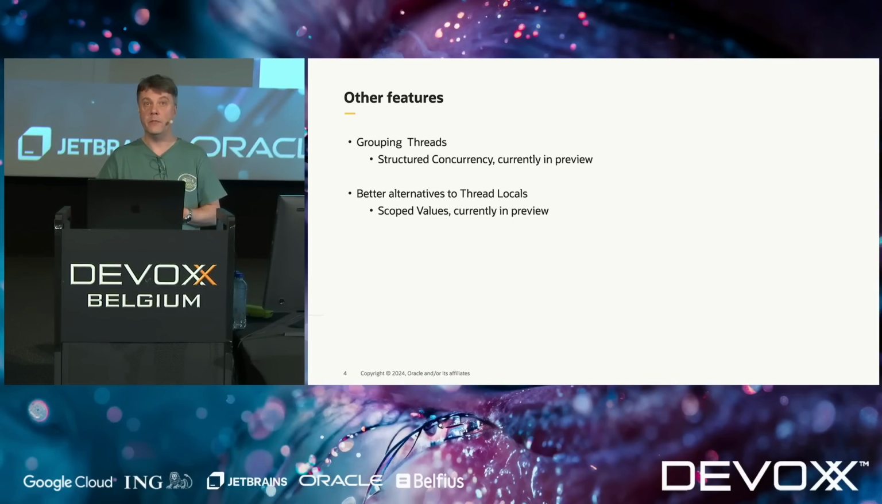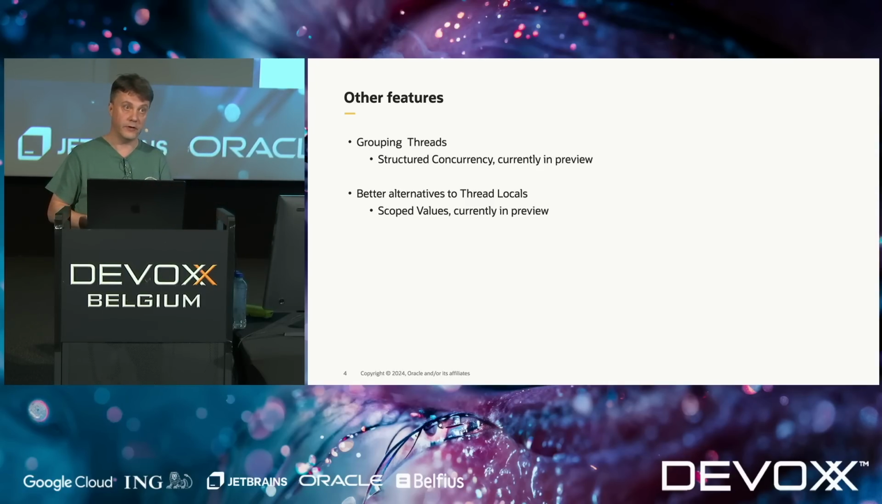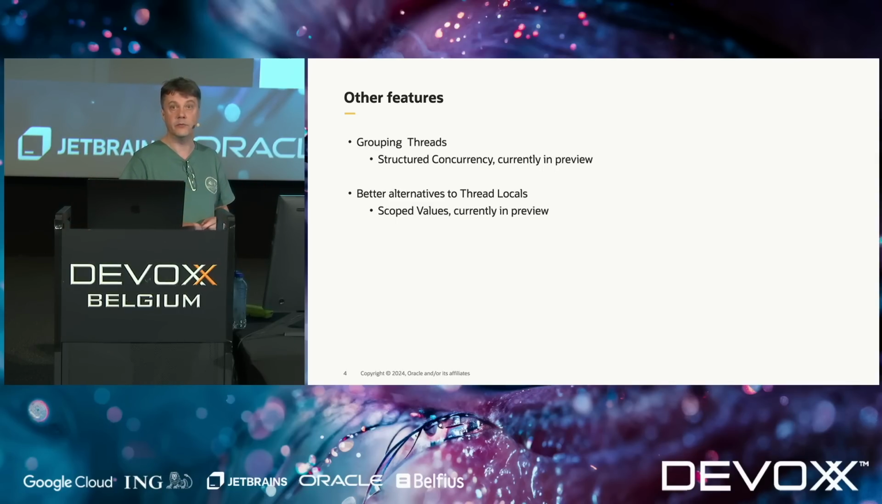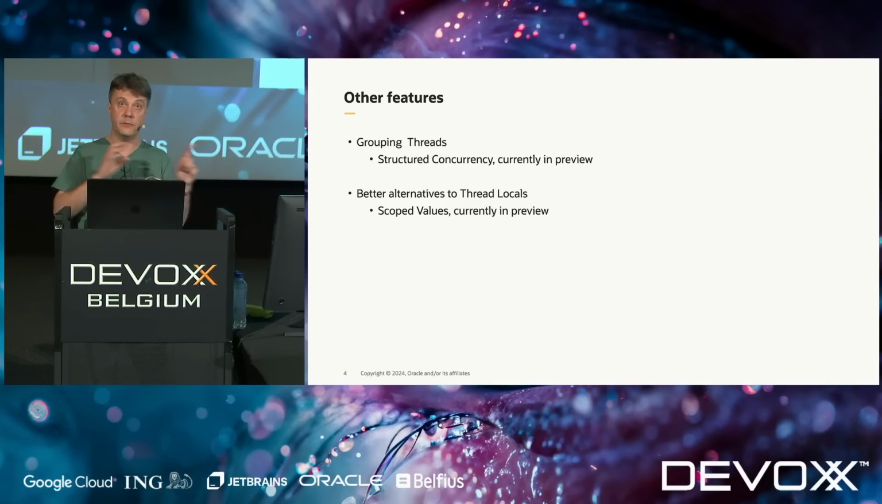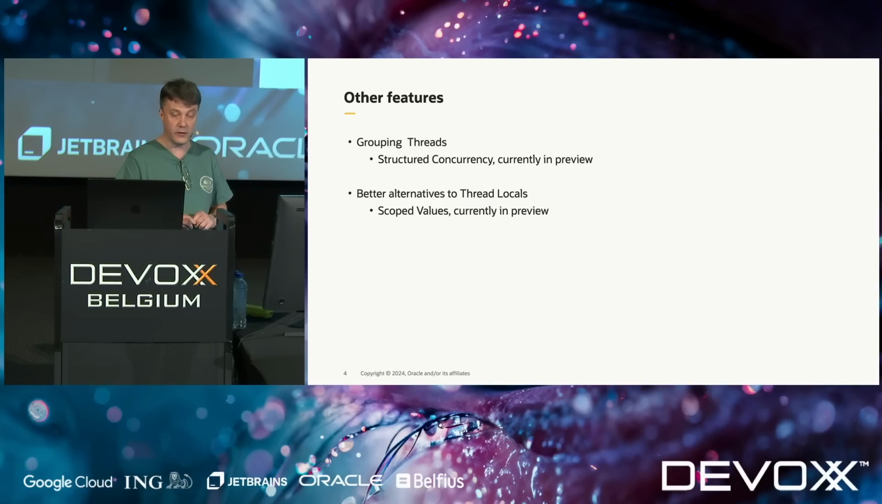Once you start having lots of threads that are very short-lived and existing only for the lifetime of a task, then you get into some of the challenges around using thread locals. So there have been a number of explorations into that, and one of the things that we've had in preview for a couple of releases now is scope values. I'm not going to go into that today. We spent a lot of time on this at DevOps last year, and maybe in the future more presentations on this, but that's a better alternative than thread locals for certain use cases.